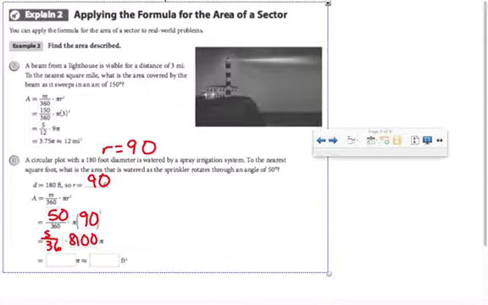And so when I multiply that 8100 pi times 5/36, 8100 times 5 divided by 36, it is 1125 pi. And when I evaluate that pi, I get 353. Because the instructions ask me to round to the nearest square foot, that's why I'm rounding to the nearest whole number here.